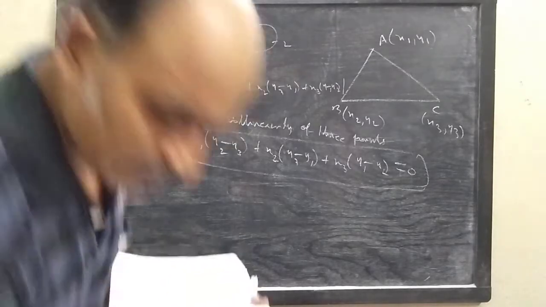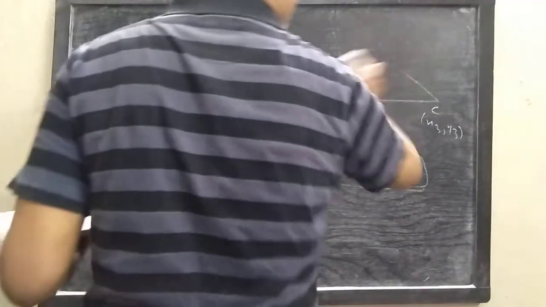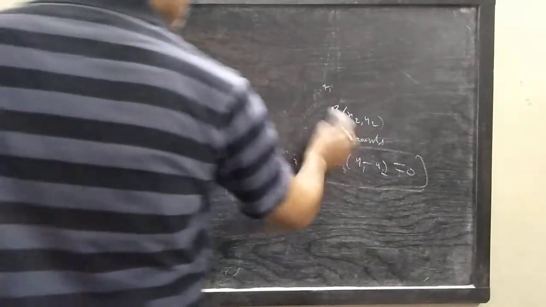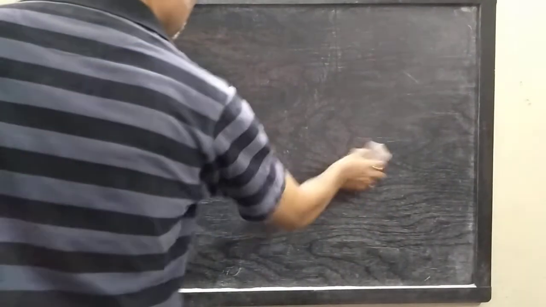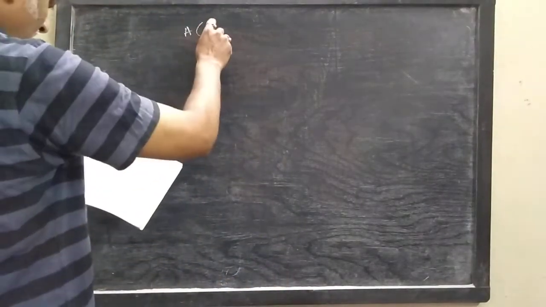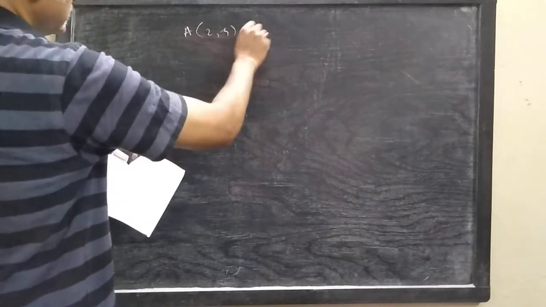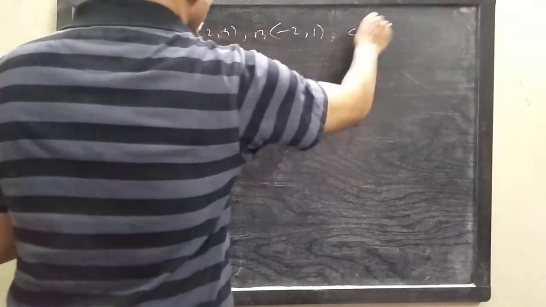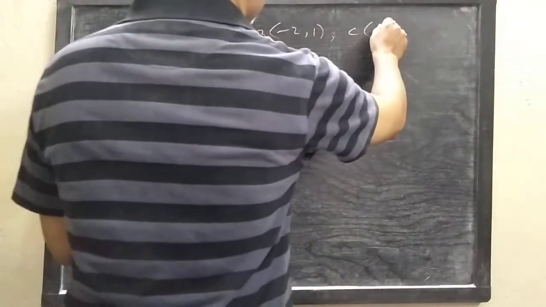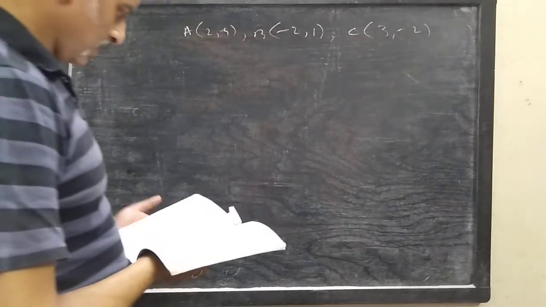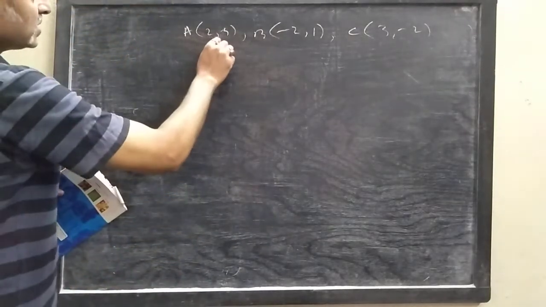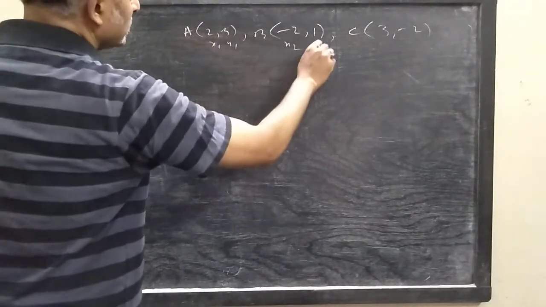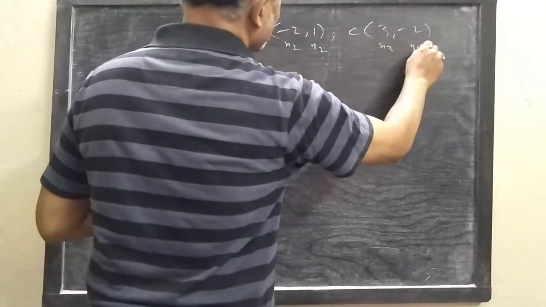So let us move to the problem solving part. Find the area of the triangle having vertices A (2, 3), B (minus 2, 1), and C (3, minus 2). Just think, this is x1, this is y1, this is x2, this is y2, this is x3, this is y3.